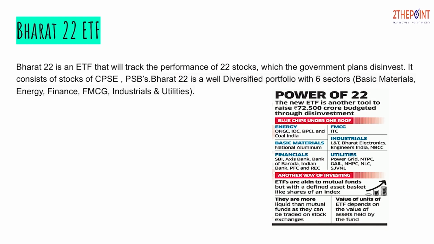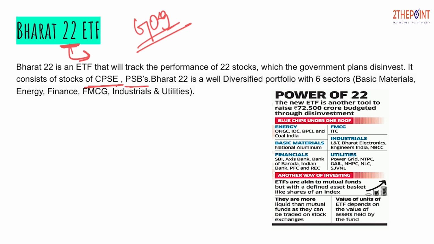The last part talks about the Bharat 22 ETF. This is an ETF launched by the Government of India, and it is in the news too much these days. That's why I thought of updating you with this. Now this Bharat 22 ETF involves, as you can see in the figure, 22 securities. There is a basket constituting 22 securities, and the companies from which these securities hail are government companies. As it is written here, it consists of stocks of CPSE and PSB. PSB is public sector banks and CPSE is central public sector enterprises.